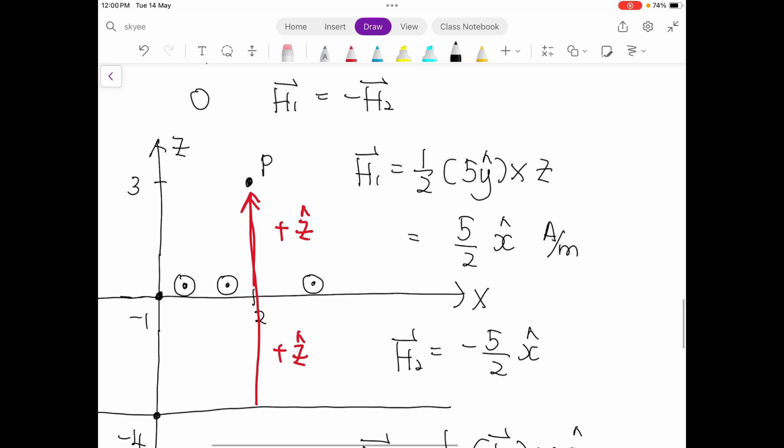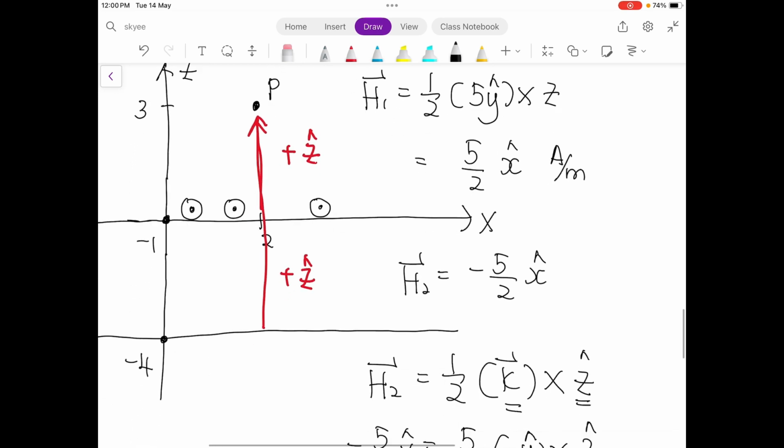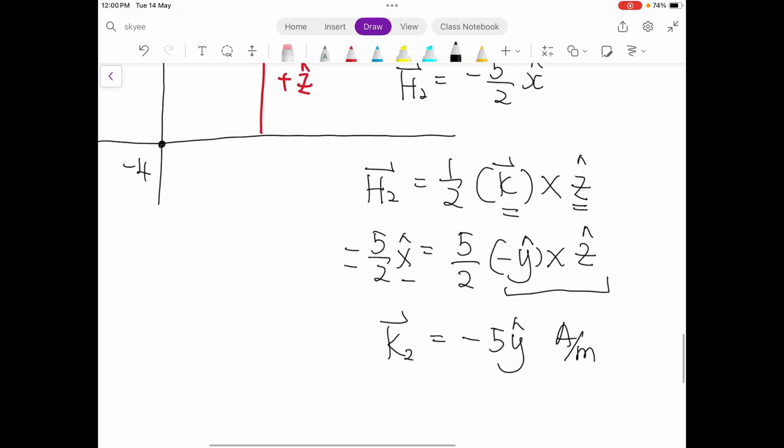Yeah, this one is wrong. Yeah, it's correct. y z, I get x, so this one is negative x. So it should be negative 5y. Okay, so this is the answer.